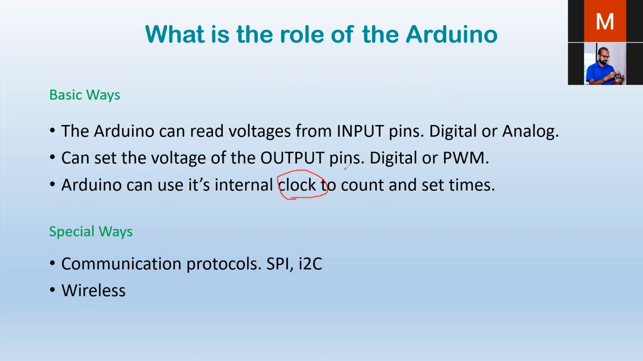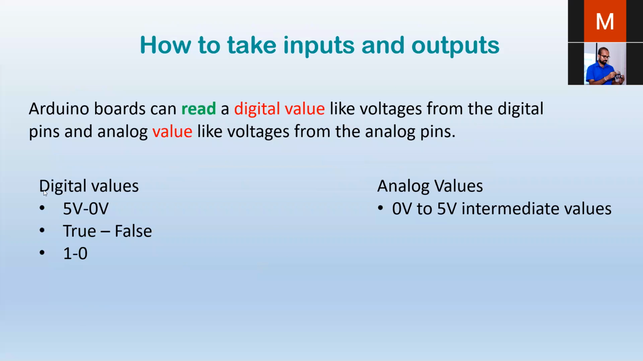It has internal and external clocks. We use the external clock to count the time, and when you type in delay 1000 milliseconds, it is the clock that the Arduino is referring to for the timing, right? And there are communication ways. SPI we didn't do, I2C we didn't do, and there are wireless communication ways. You have to fix external modules.